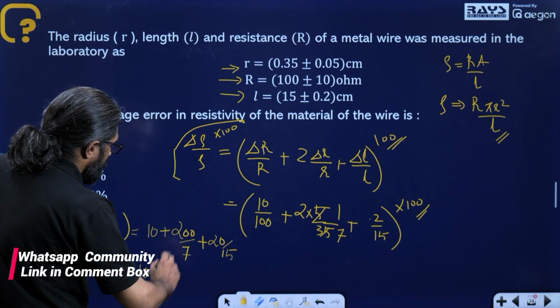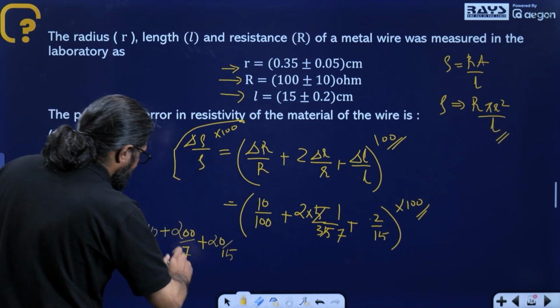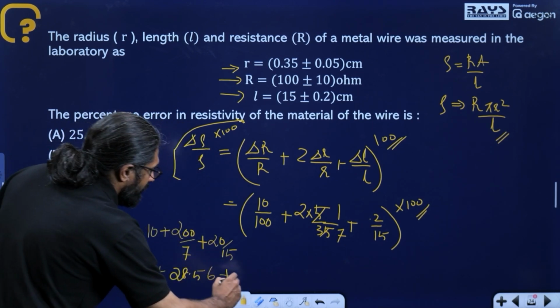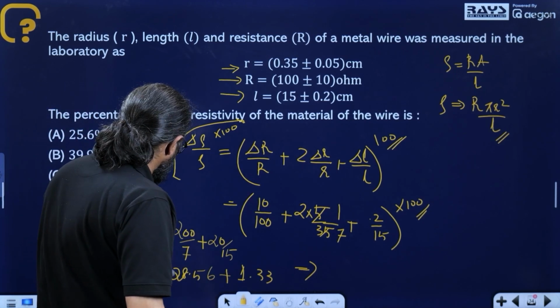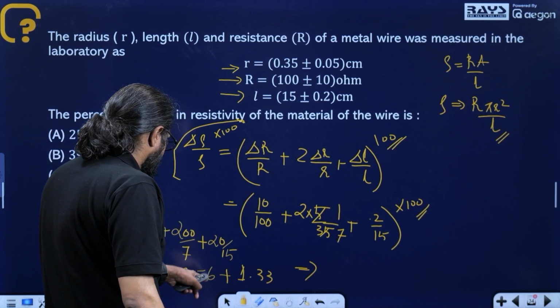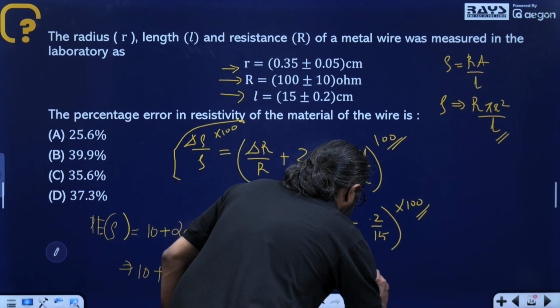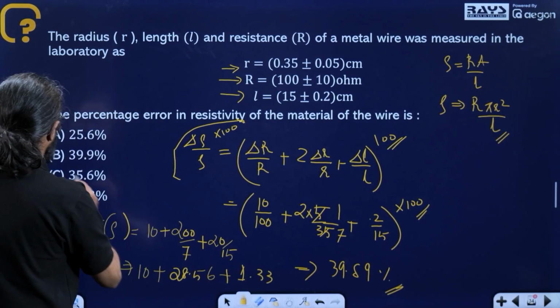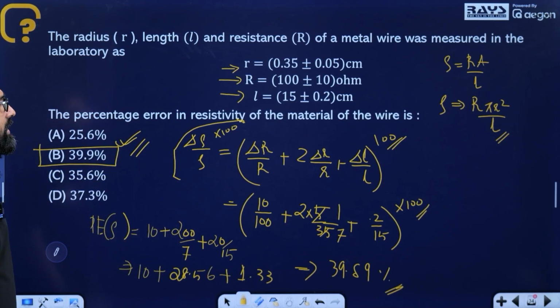So it will be close to 28.28, 4 by 7, that is 28.56, plus this is 4 by 3, that is 1.33, and that amounts to 10 plus, that is 38.56 plus 1.33 is 39.89 percentage. It's very close to 39.9, so option B is the correct one here, right? Now we will move on to the next question.